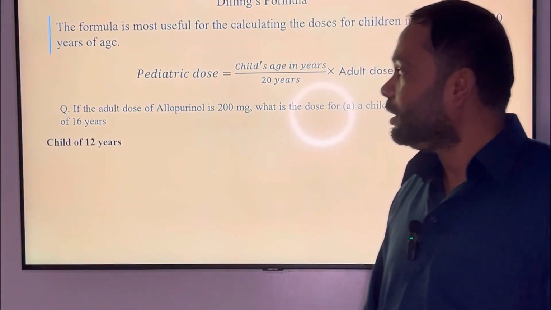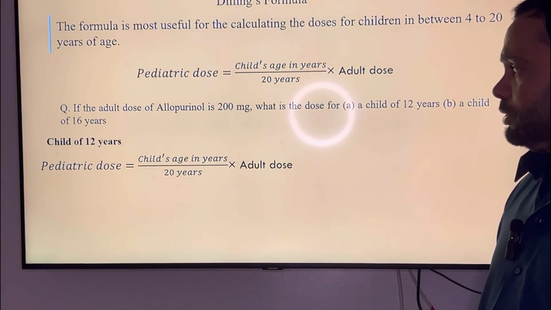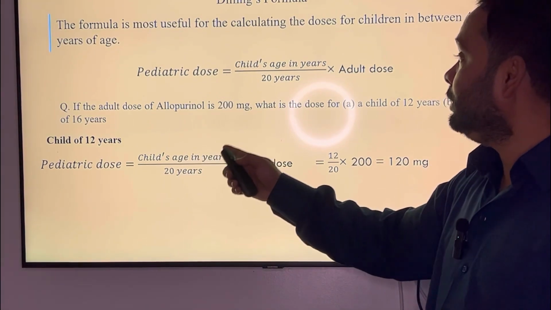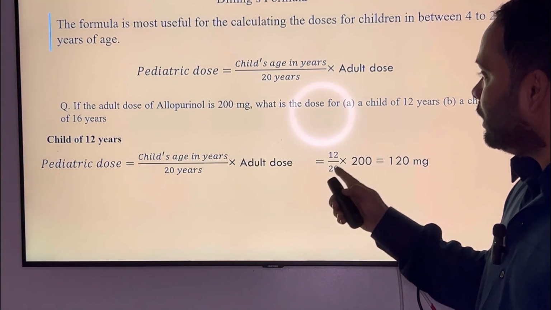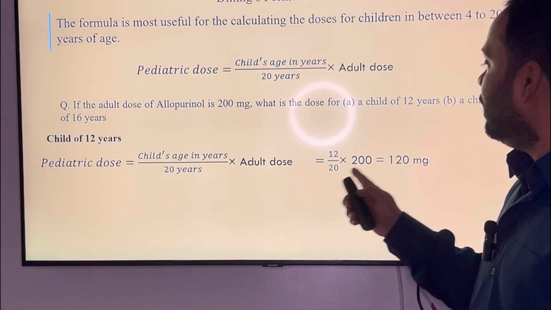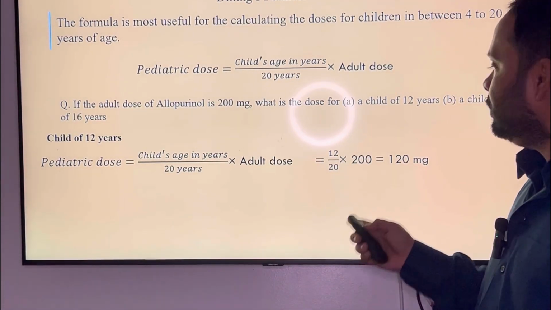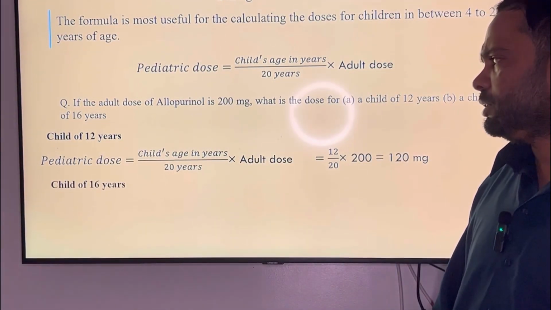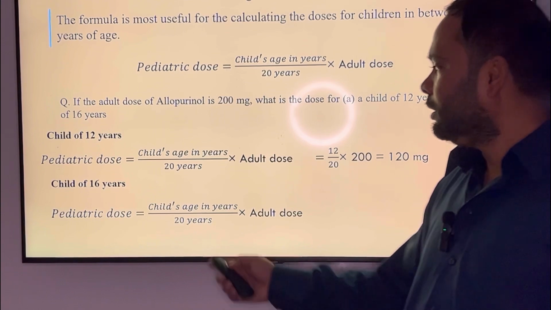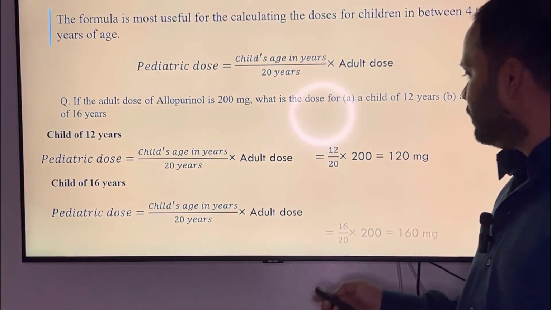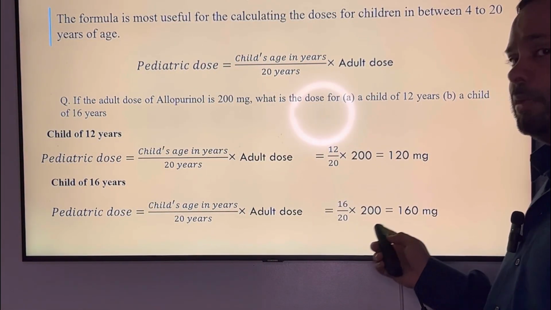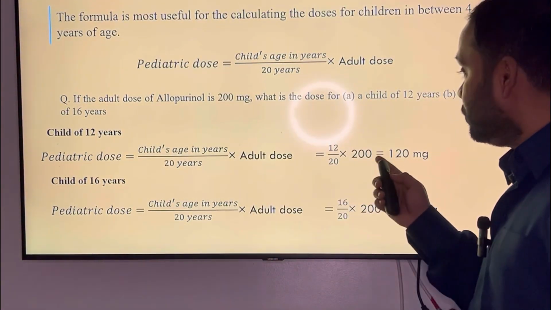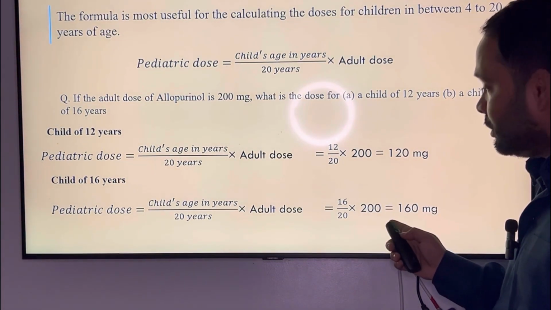So for solving this question, we know the formula. The formula is child age in years. So the child age is 12 years, divided by 20, multiplied by 200. So this is the dose for a 12 years child, 120 milligram. Now for 16 years, similarly we have to do the same thing: the child age, 16 years divided by 20, multiplied by 200, is 160 milligram. So as the age changes, we have to increase the dose from 120 milligram to 160 milligram.